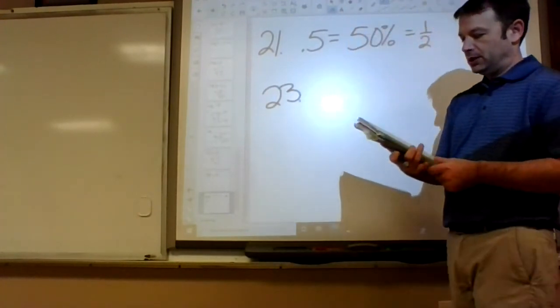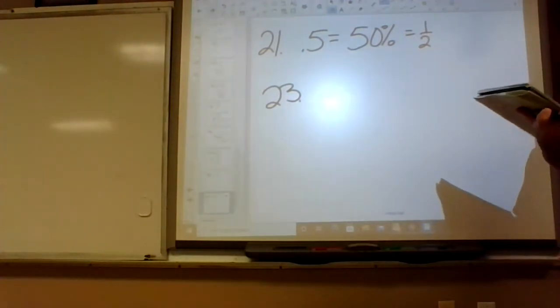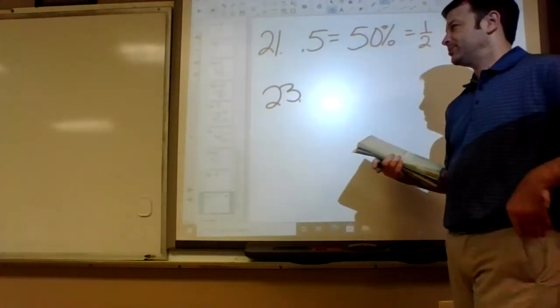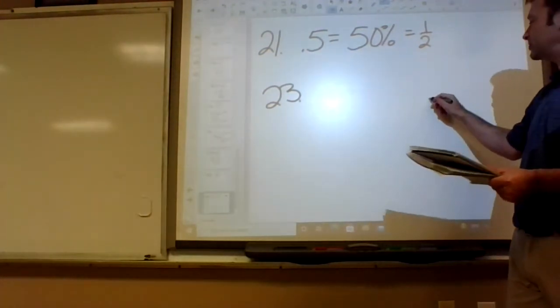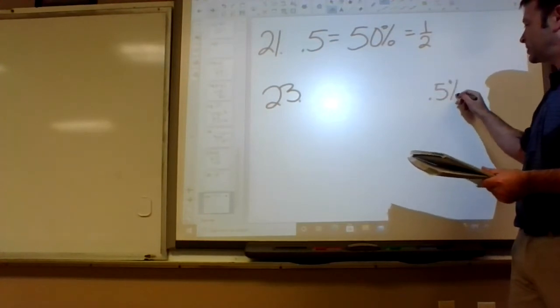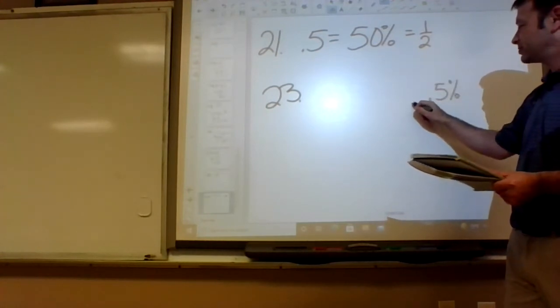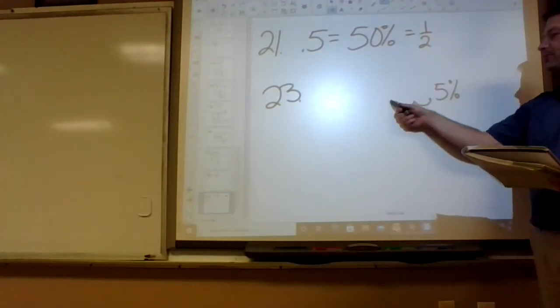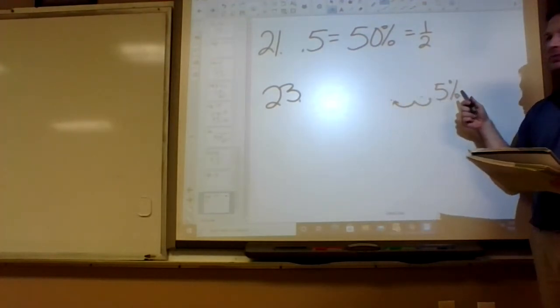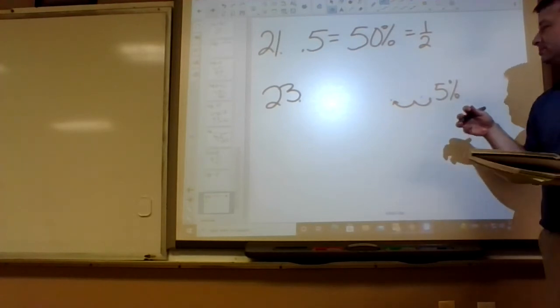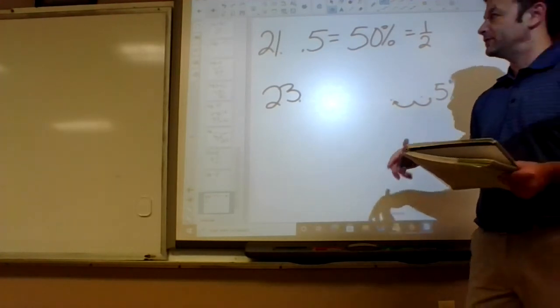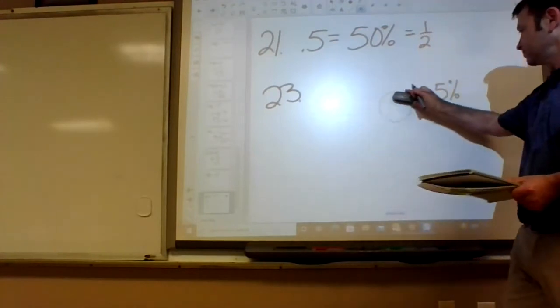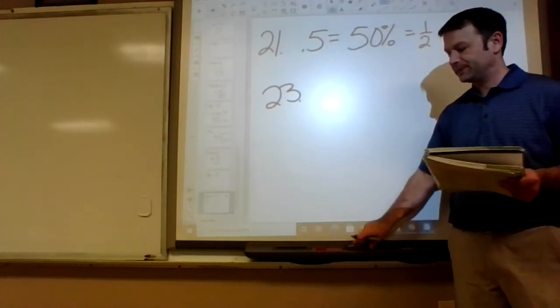On 20, how do you change a decimal to a percent? How do you change a percent to a decimal? Yeah, it goes this way. Actually, if it's right there, it's 0.005. Less than 1%, 0.005. It's half of 1%.